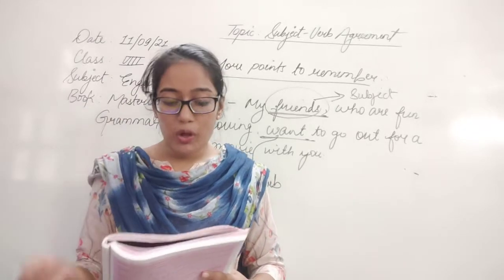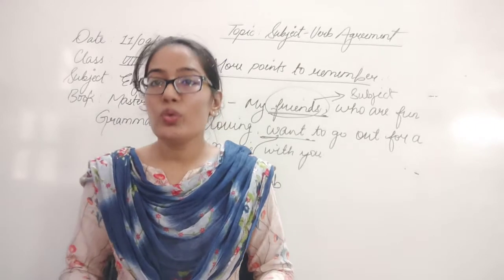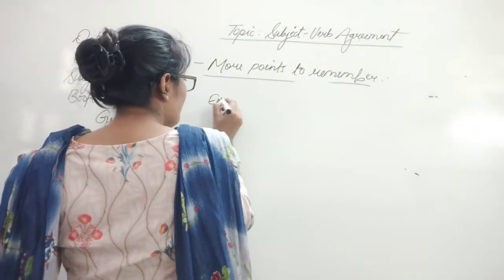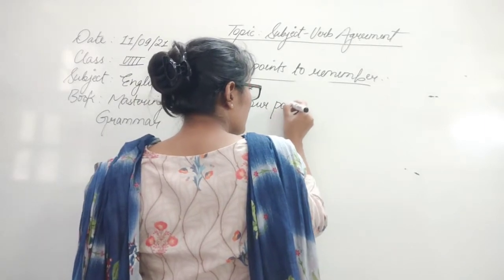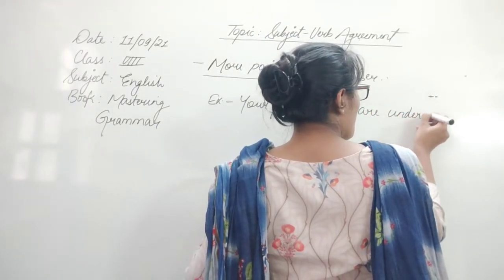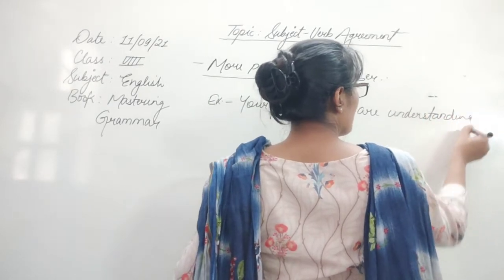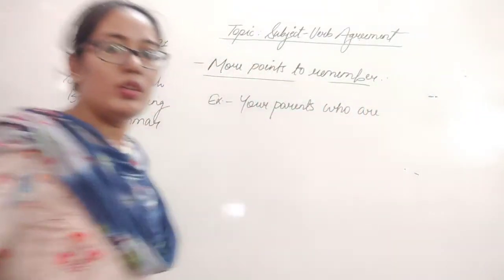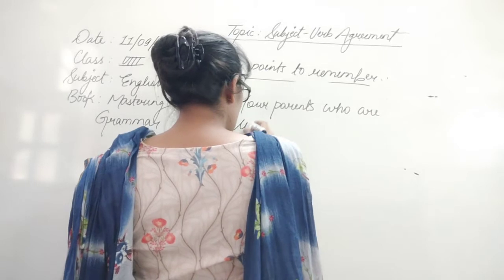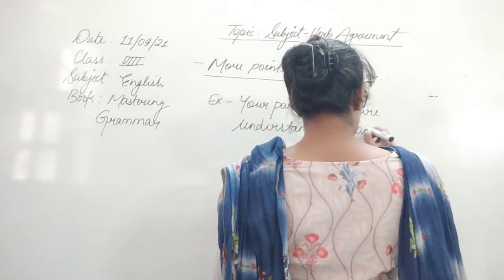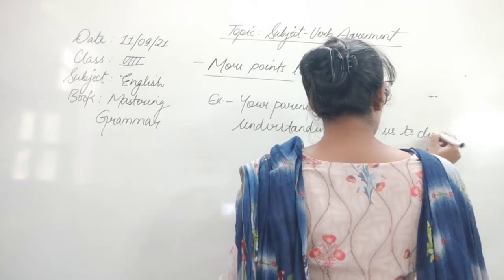Another example could be: your parents who are understanding want us to do well. Okay. So let me erase it. So the example would be your parents who are understanding. I hope it is clear to you. No, wait a second, I think it's not. Okay. So your parents who are understanding want us to do well. Okay.